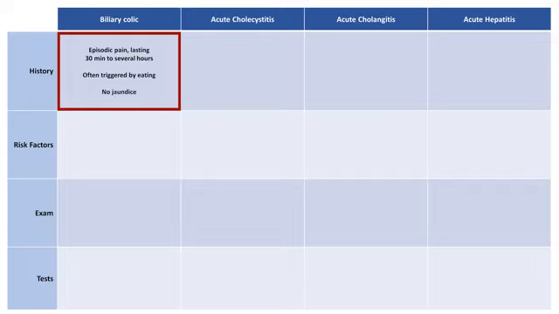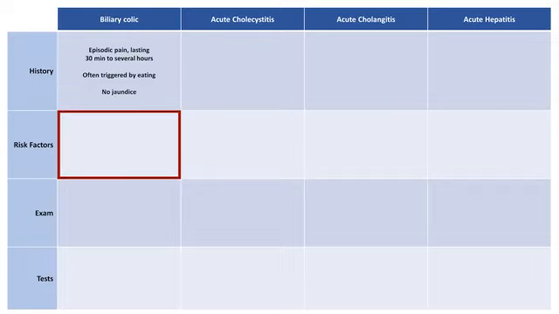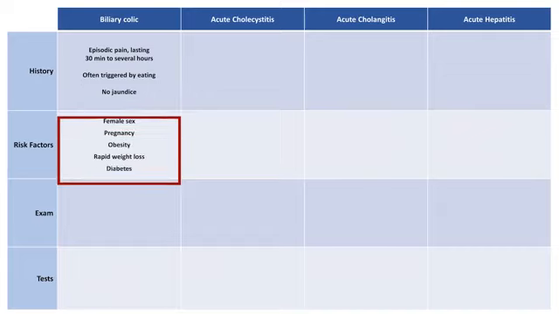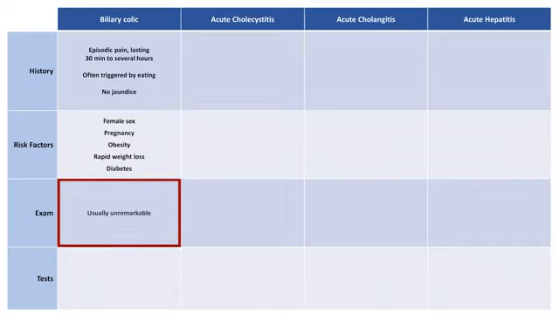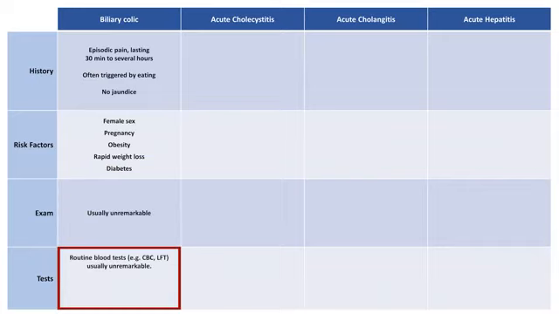There is no associated jaundice. Risk factors include female sex, pregnancy, obesity, rapid weight loss, and diabetes. The physical exam is usually unremarkable, as are routine blood tests. A right upper quadrant ultrasound will show gallstones and help to clinch the diagnosis, but this is a non-emergent study if the clinical presentation is classic.